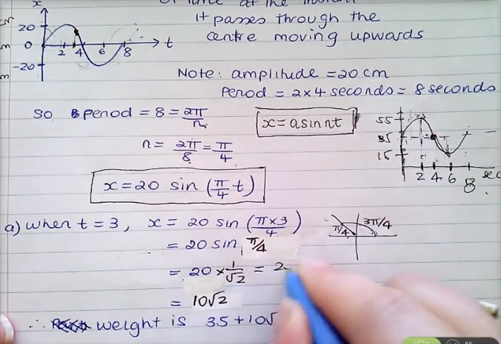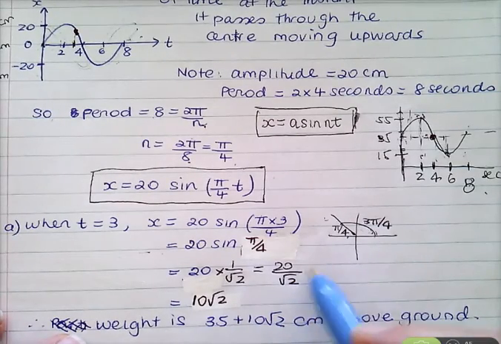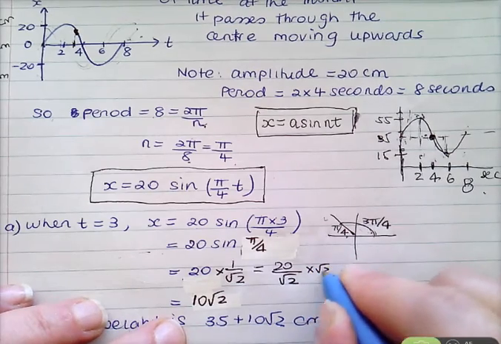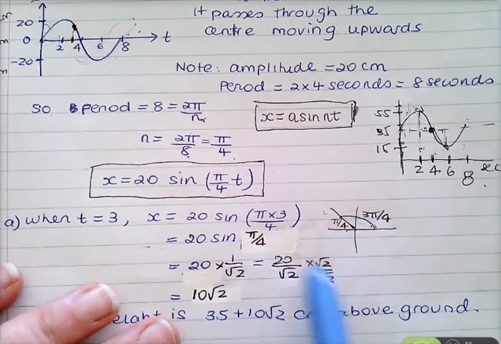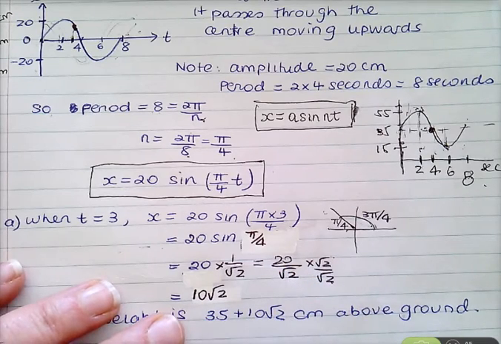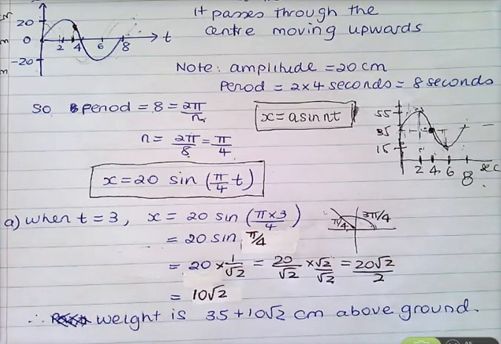So you get 20 over root 2. Now, if you rationalise that and times it by root 2 over root 2, you get 20 root 2 on 2, which is 10 root 2.